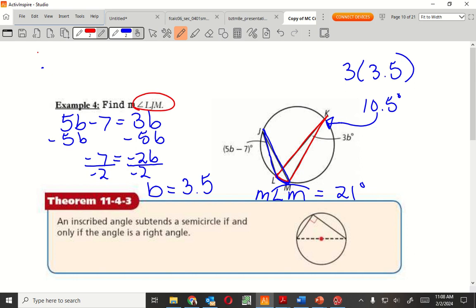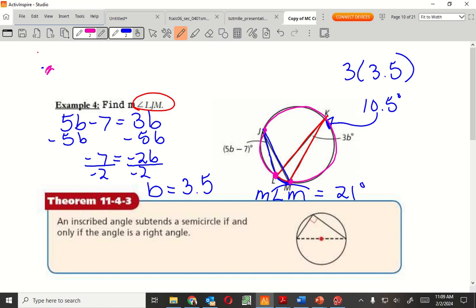Now, if I want to find LJM, from L to J, all the way over to M. Oh, we just solved it. All the way around. So what type of arc is that? It has 3 letters, so that should be a key. Isn't this a major arc? A major arc is more than 180. So I'm not looking for that little piece of LM. I'm looking for everything else, right?